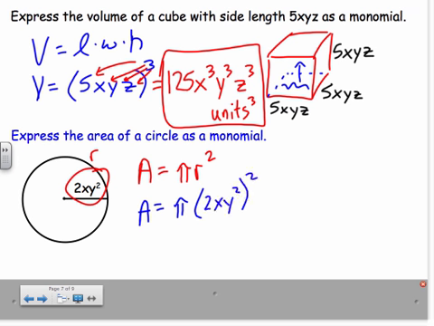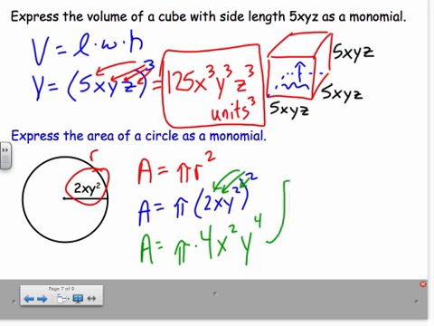Same thing as last problem. I'm going to distribute my second power here. And I end up with pi times 2 to the second, which is 4, x to the second, y to the, well, 2 times 2, right? Power to a power, y to the fourth. Let's clean that up a little bit. Let's bring our 4 out front.